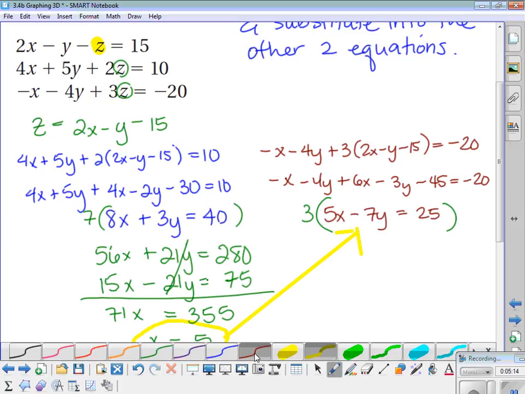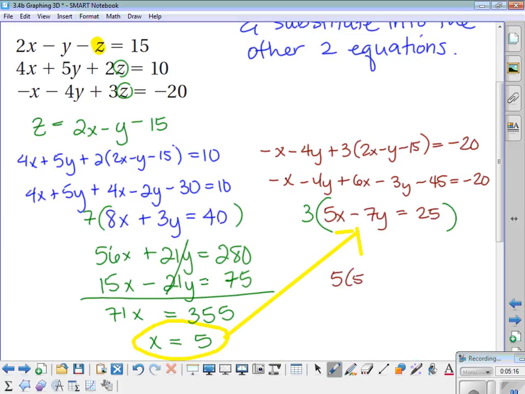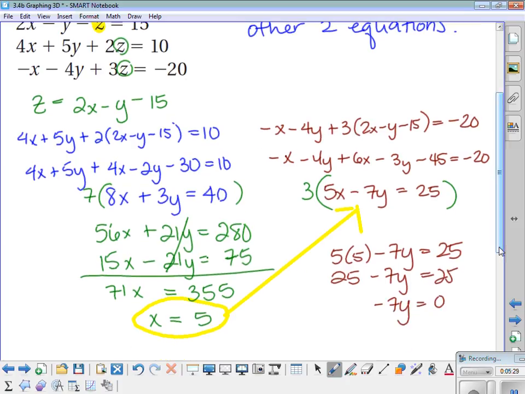Okay, so if I plug it in there, I have 5 times 5 minus 7y equals 25. So 25 minus 7y equals 25. When I subtract the 25 from both sides, I get that 7y is 0. So what does y have to be? Y has to be 0.